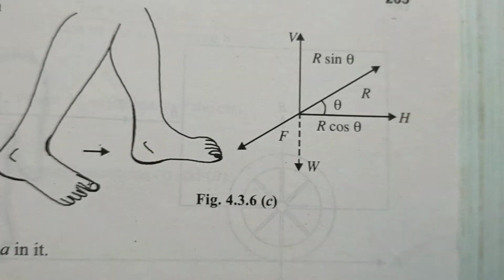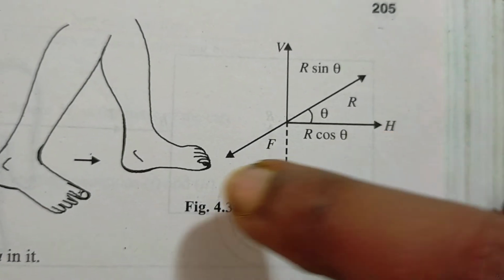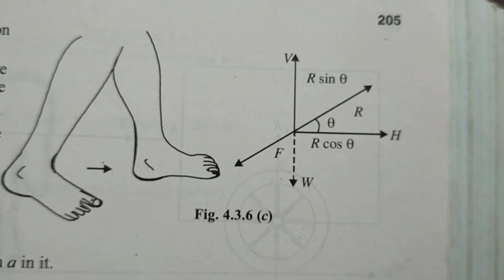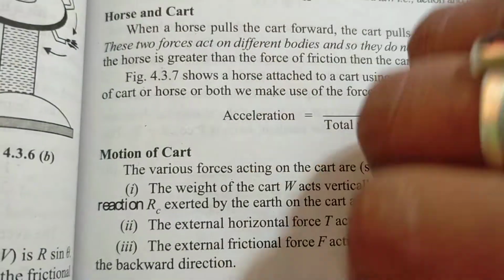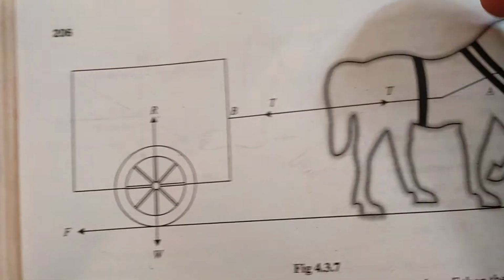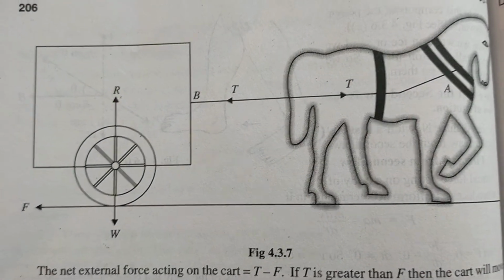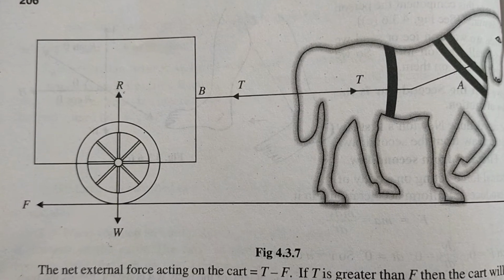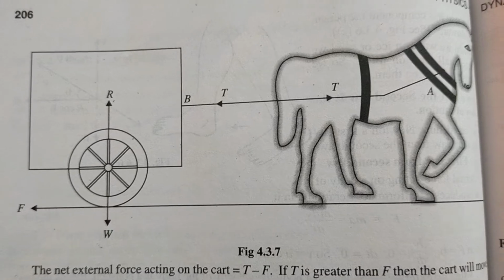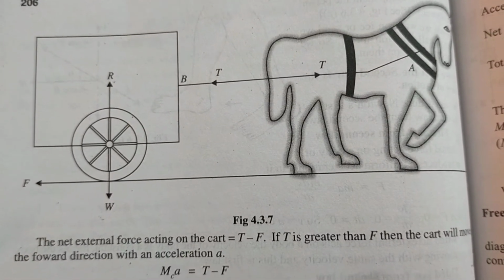This R cos theta component makes us move in the forward direction. When R cos theta is more than the frictional force, we move forward. In the previous year we had this topic, motion of cart. This time I have not found it in the syllabus, so check by yourself whether it is there or not. When I checked, it was not there. For confirmation, you should also see when you go through the syllabus.